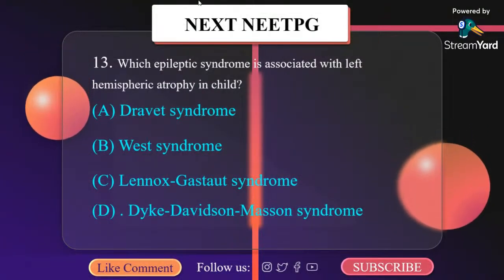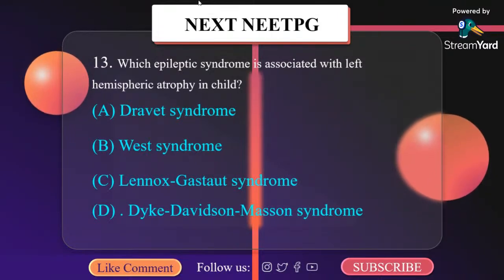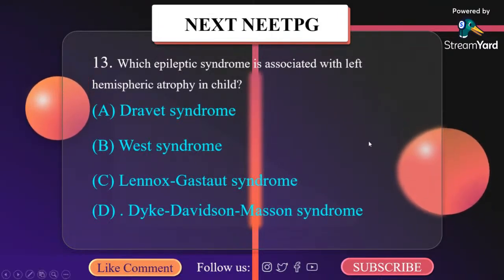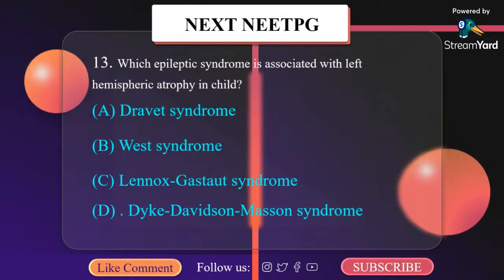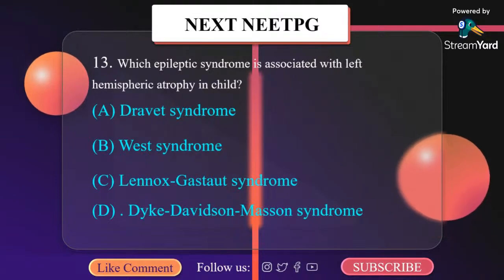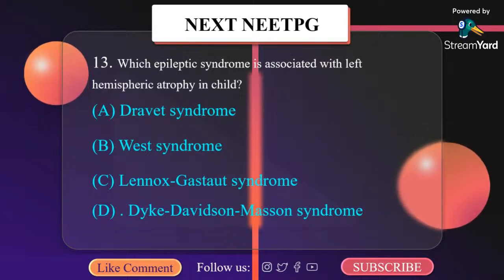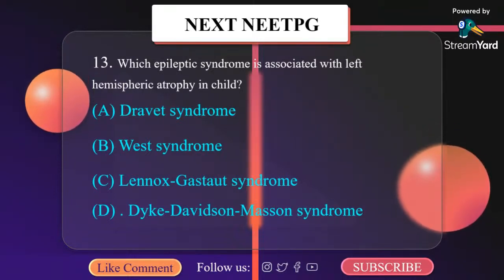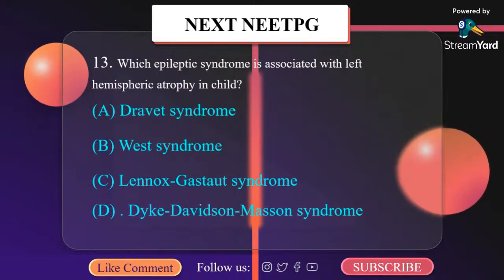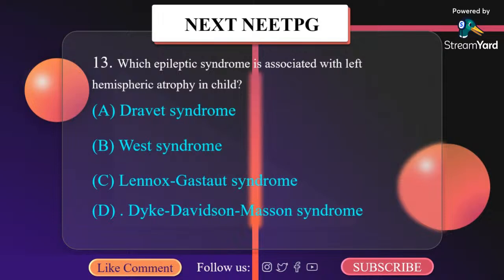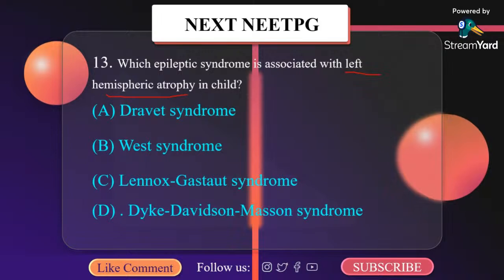Which epileptic syndrome is associated with left hemispheric atrophy in a child? A. Dravet syndrome. B. West syndrome. C. Lennox-Gastaut syndrome. And D. Dyke-Davidson-Masson syndrome. Now the question is: which epileptic syndrome is associated with left hemispheric atrophy? Underline this part. Left hemispheric atrophy in a child.